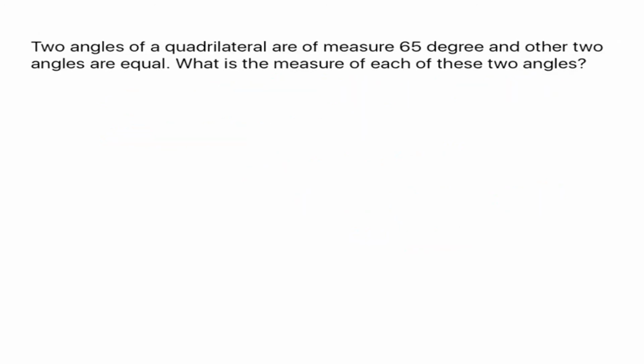Next question, two angles of a quadrilateral are given which measure 65 degrees, and we don't know the value of the other two angles, but they are equal. Means two angles of a quadrilateral are of 65 degrees and the other two angles are equal, and we have to find out the value of these two equal angles. Now in that case, let each angle be x degrees. As they are equal, we can consider them with the same variable, that is x degrees.